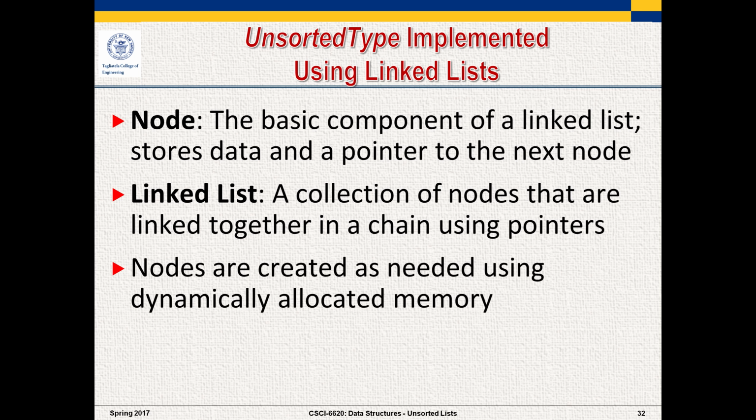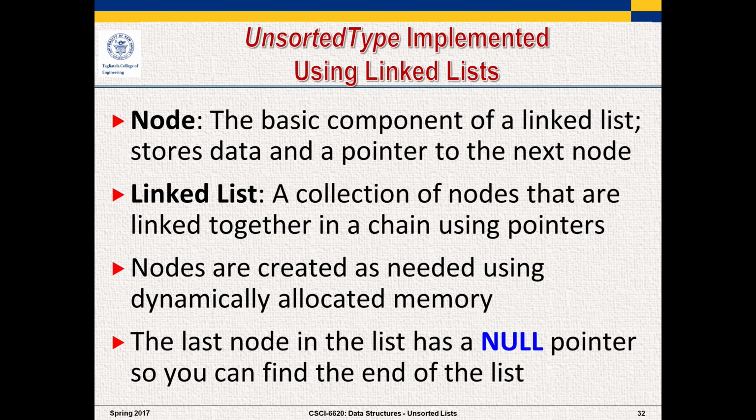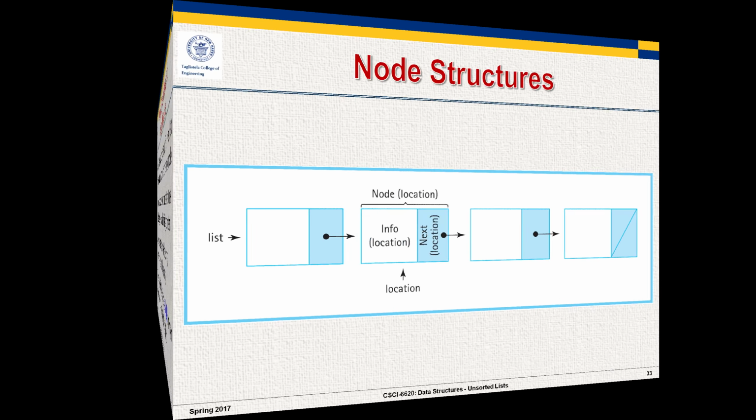The big difference in our implementations is that the nodes are created as needed. That is, they are allocated dynamically in memory from the heap or the free store, as opposed to the arrays, which in our initial implementations at least were statically allocated at compile time. By default, the last node in the list has a pointer filled with null, and that indicates the last node.